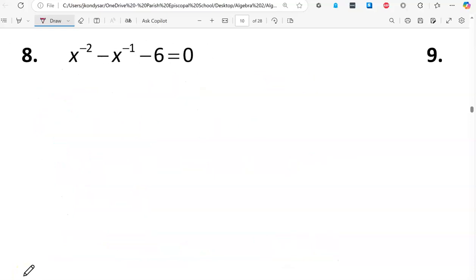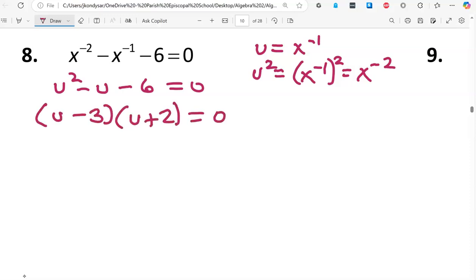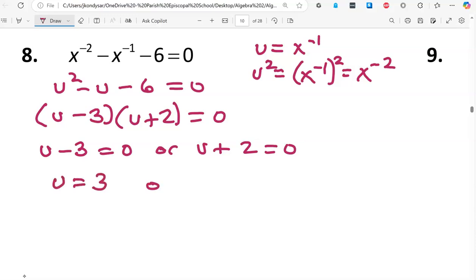In 8, we have a trinomial with 2 exponents on x, one of which is twice the other. So we can let u equal x to the -1, and so u squared is x to the -1 squared, or x to the -2. Making that substitution, u squared minus u minus 6 is equal to 0, and factoring, u minus 3 times u plus 2 is equal to 0. So u minus 3 is equal to 0, or u plus 2 is equal to 0. And that gives us solutions of u equal 3 or u equal to negative 2.